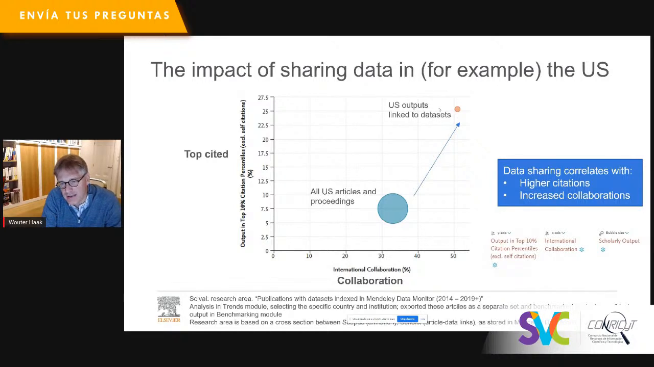What you can see there is that actually when researchers have shared not only their article, but also a data set, actually the citations are a lot higher and the collaborations are a lot higher as well. So there's a correlation between higher citations and increased collaborations. This is in the United States. How would it be in Mexico?